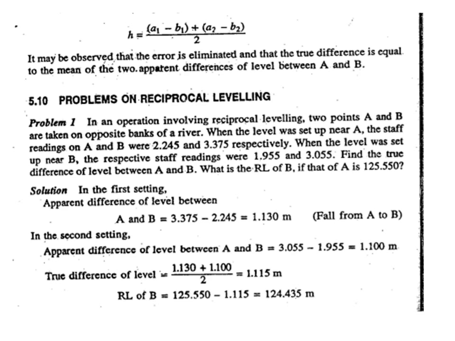Therefore 1.13 is the apparent difference for the first case, whereas 1.1 is the other apparent difference in case of the second setting. So the average is 1.115. So the RL of B equals RL of A minus the true difference, because there is a fall from A to B. That is 124.5 minus 1.115 equals 124.435.